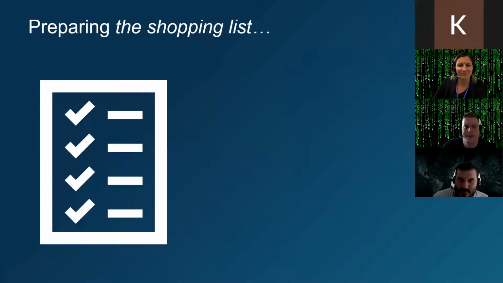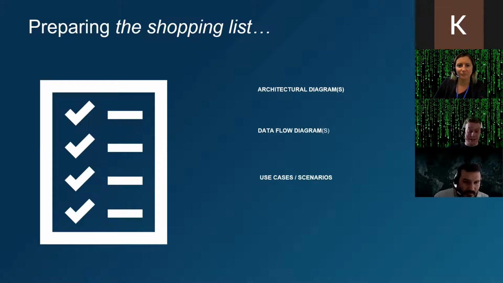Cool. So I guess in a perfect world, you want to prepare your shopping list, and your shopping list is everything that you want before you start your threat model. The first one is architectural diagrams. There we go. So you want your architectural diagram, which will be given by the developers. You want your data flow diagrams, which show how the data is flowing through the application. And ideally, you'll have some use cases mapped out in scenarios, so user X is going to use it this way, user B is going to use it this way.